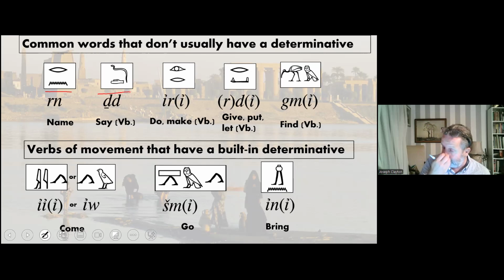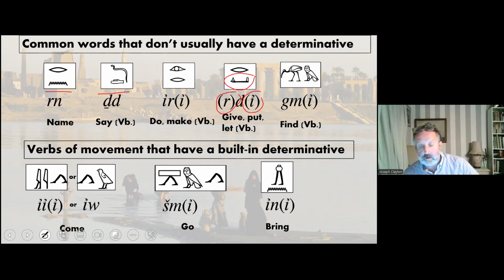Ready as well. This is an interesting one because it's got an R in brackets here and an I in brackets. That's what we call a doubly weak verb. So it can drop the R or it can drop the I. But again, this never has a determinative because the actual sign it uses is perfectly okay, shows what it's about, to give, to put or let, because it's a hand giving a triangular loaf.